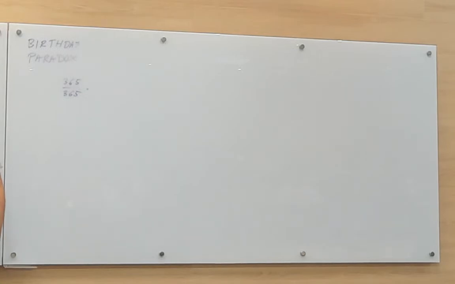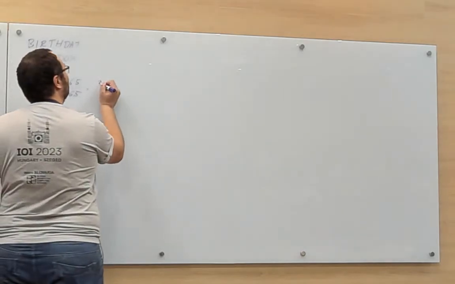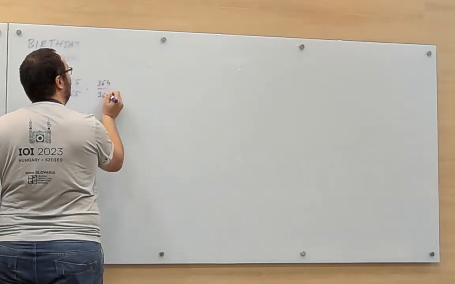When the second person enters, and we still want the probability that everybody in the room has mutually distinct birthdays, for this particular person we only have one restriction. They cannot be born on the same day as the first person. And this will happen with the probability 364 over 365.